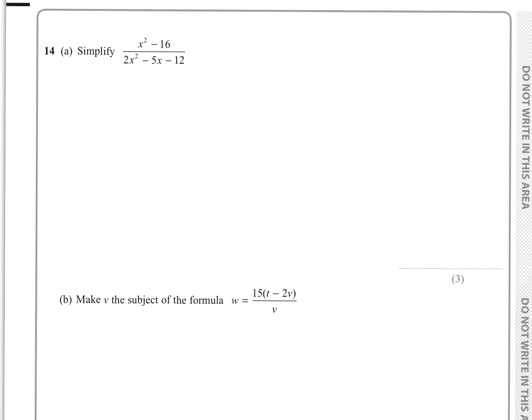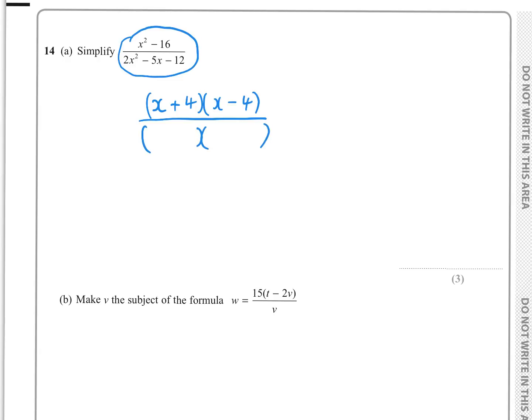Question 14. We've got to simplify this expression. The numerator is a difference of 2 squares. It has x squared take away 16, which is 4 squared. So we can write that as x plus 4 multiplied by x minus 4. Now, if we are to simplify this expression down, then we're hoping that an x plus 4 or an x minus 4 would appear on the denominator. So let's try and factorise that denominator.